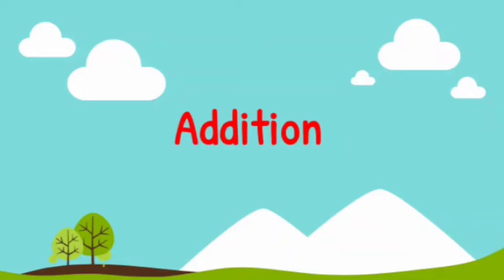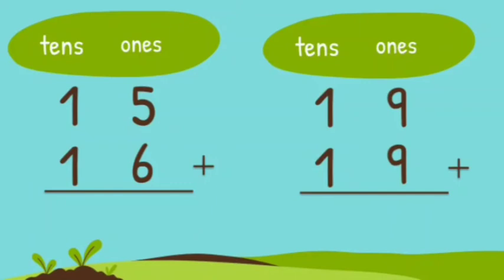Next, we have addition. Do you still remember how to add the numbers? For example, I have 15 plus 16. And we count the ones first. 5 plus 6. Can you count it? Yes, there are 11. So we write down the ones first. This is 1 one and we keep the 1 ten. And after that, we count all of the tens. There are 3 tens. So 15 plus 16 equals 31.